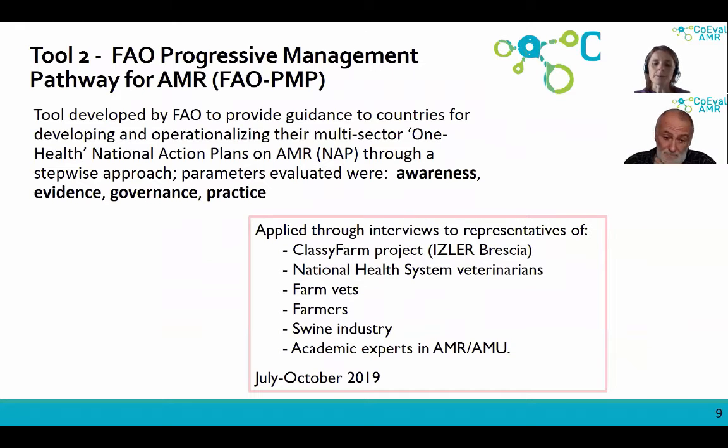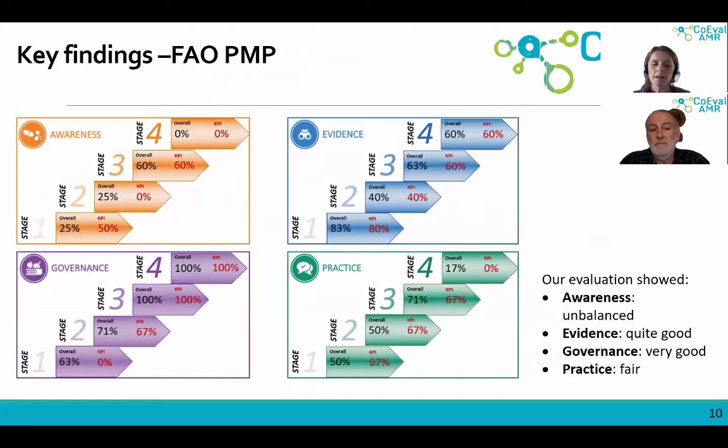As second tool, we used the FAO-PMP, developed by FAO to implement national action plans on AMR with a One Health approach. Again, here we used interviews with relevant stakeholders to help us perform the evaluation. As shown in the figure, some parameters were better developed than others, for example, evidence and governance compared to awareness and practice. But we must say that some Classyfarm activities are not fully implemented yet.